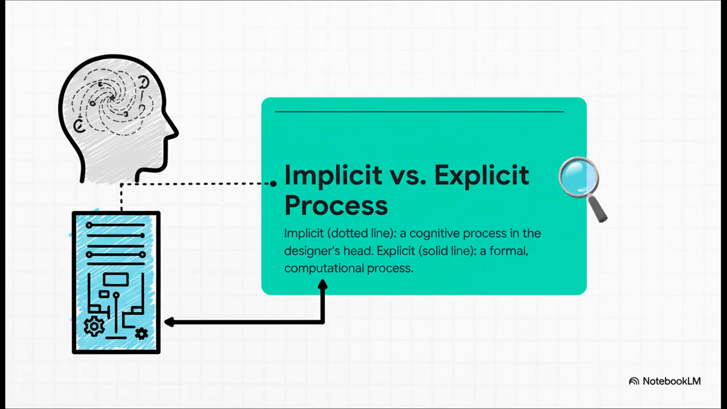And to follow that story, we need a key. It's pretty simple. On the diagrams we're about to look at, if you see a dotted line, it means that process is implicit. It's all happening inside the designer's head, in their intuition. But if you see a solid line, that means the process is explicit. It's a formal, computational thing happening inside a computer. And trust me, that distinction is everything.